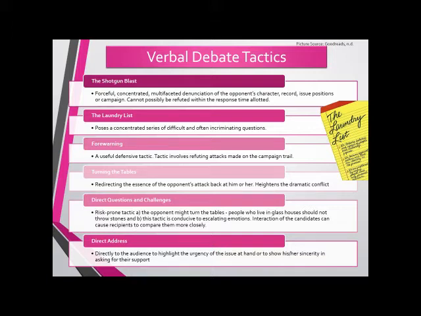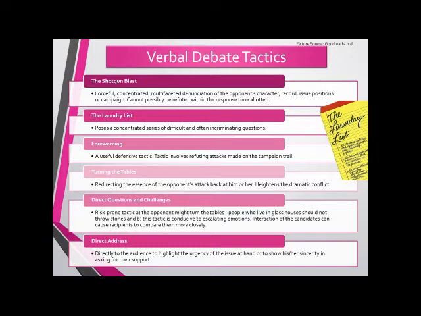The shotgun blast, one of my absolute favorites, okay? So you basically are putting holes into your opponent just like a shotgun would. You are doing forceful, concentrated, multifaceted denunciations of their character. So you're telling them how inept they are, how unable they are, how they stuffed up this one, how they stuffed up that one. That is a shotgun blast. Not to be mistaken for the laundry list, because here we are asking difficult questions, but not just one, many of them. And we don't want to give the opponent the chance to actually answer these questions.